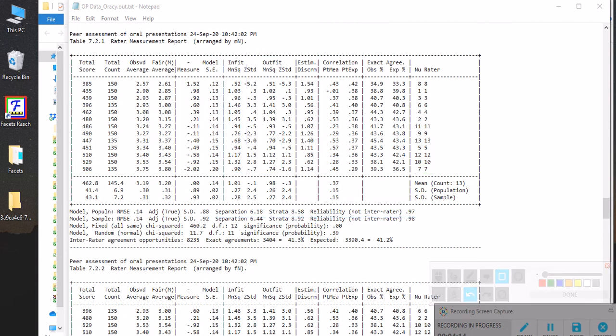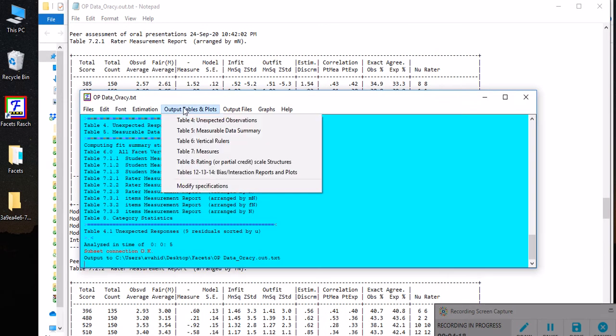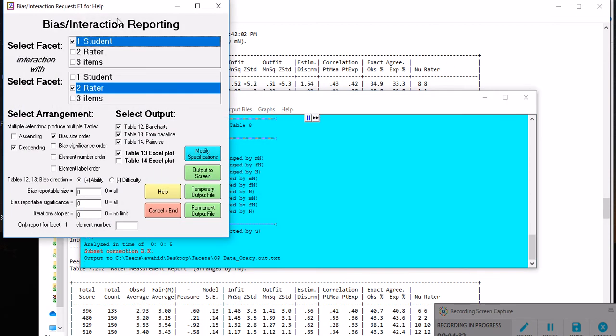So the other thing that I wanted to show you is bias analysis, and this surprises every rater, including myself, because at some point I realized that in some performance in the past I also had some bias, but I was never conscious and aware of that. But this kind of analysis identifies the bias.